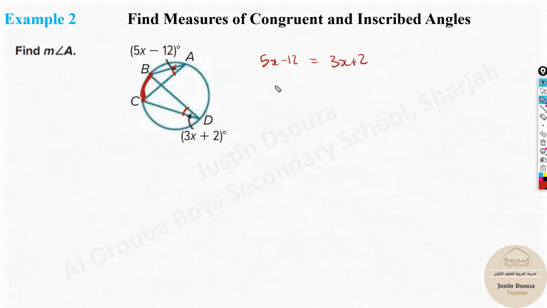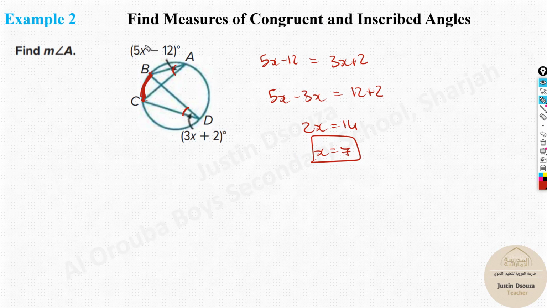Now you can use the calculator and solve it directly, or let me just solve it. This 3x comes to the other side, it becomes minus 3x, and the 2 to the other side becomes plus 2. Now 5x minus 3x would be 2x equals 14, and x is equal to 7. But this is not over. We just found the x value, but did they ask for x? No, they asked to find the measure of angle A.